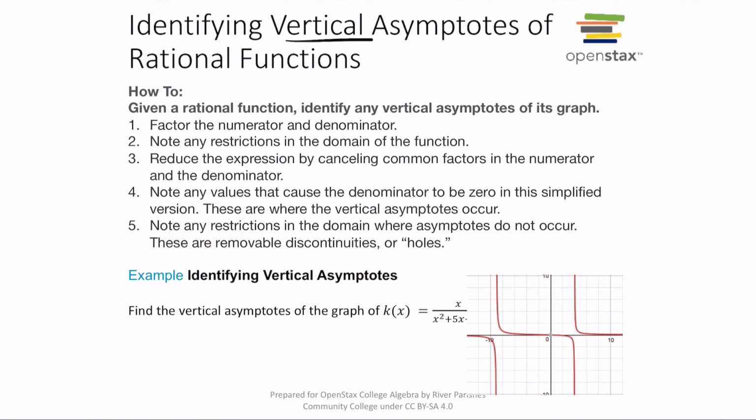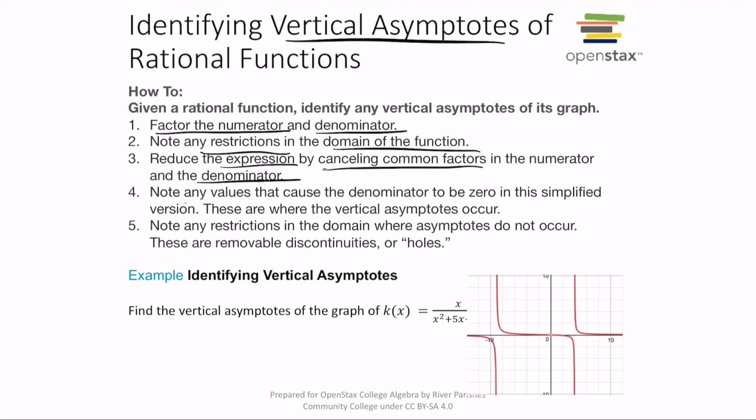Next, let's talk about how to identify the vertical asymptote of a rational function. The first thing that we need to do is to factor the numerator and the denominator and note down any restrictions in the domain of the function. Third, reduce the expression by cancelling the common factors in the numerator and the denominator.